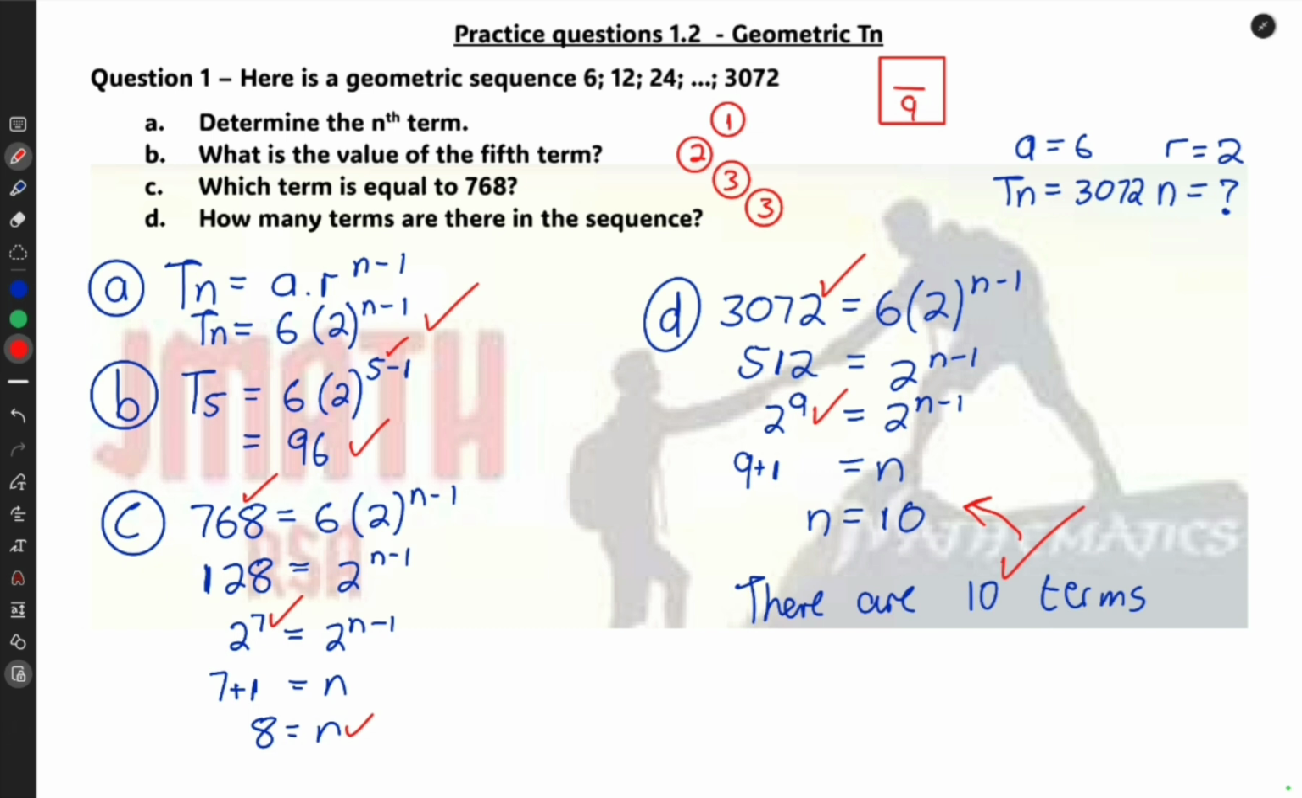Okay, how did you guys do? Please give yourself a mark out of 9 and just see, did it make sense? This is a very common question, so please make sure that you understand what's going on here. Let's look at another one of these.